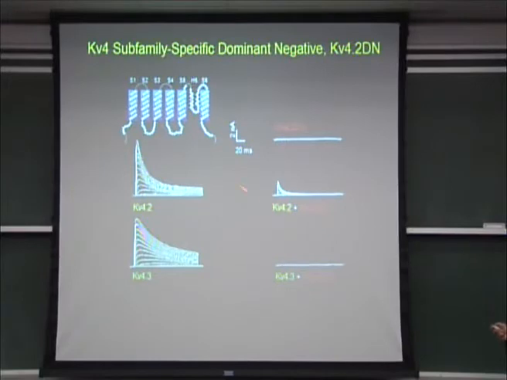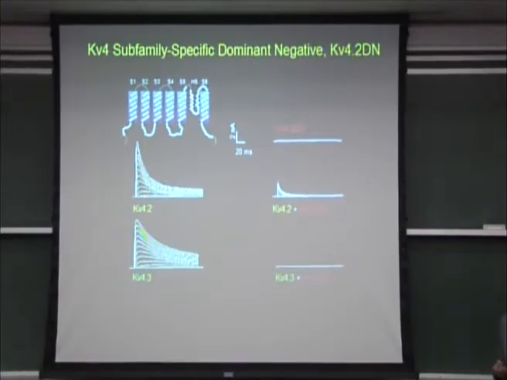And the only reason I show you this one example where there is some current remaining is to remind myself to tell you that when there are residual currents present, those currents have properties identical to the wild-type current. So that means simply that those are currents that are not contaminated by the presence of the dominant negative construct. And if you do co-expression studies and explore the stoichiometry, you find that it only takes one mutant subunit to poison the channel.